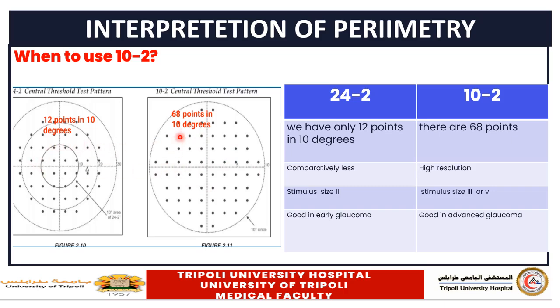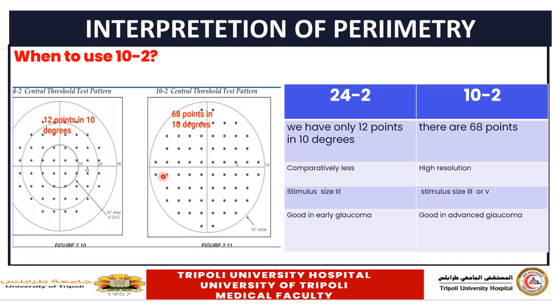The reason is that you have tested 68 points, whereas here you have only 12 points in the central 10 degrees. And you know, glaucoma commonly starts in the central area and the paracentral area. That's why they started thinking of modifying the 24-2, and they incorporated the 24-2 type C. That's adding another 10 points in the central 10 degrees, corresponding to the nerve fiber layer, so that it will not miss glaucoma.